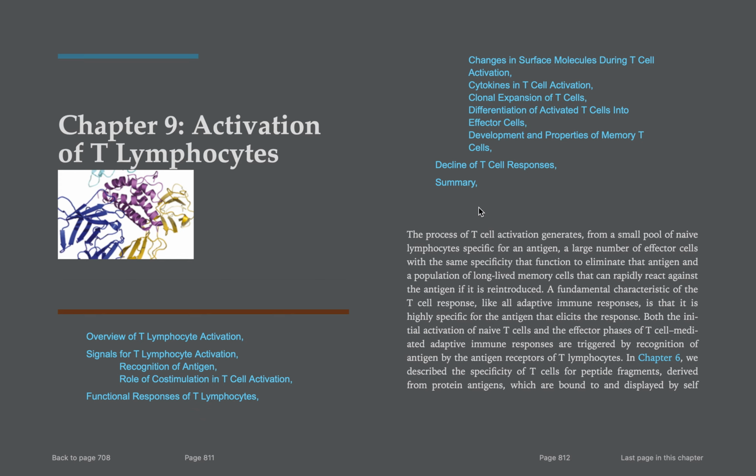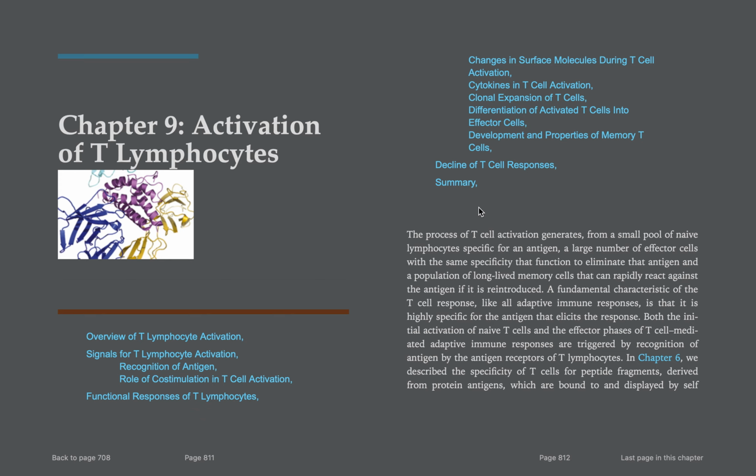The process of T cell activation generates, from a small pool of naive lymphocytes specific for an antigen, a large number of effector cells with the same specificity that function to eliminate that antigen, and a population of long-lived memory cells that can rapidly react against the antigen if it is reintroduced. So a fundamental characteristic of the T cell response, like all adaptive immune responses, is that it is highly specific for the antigen that elicits the response.